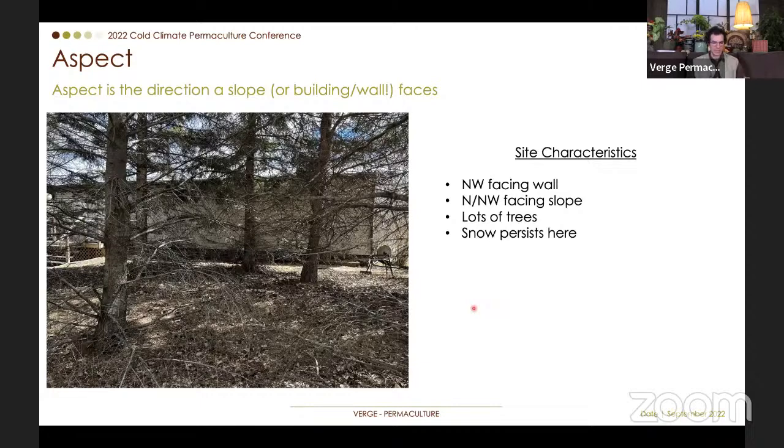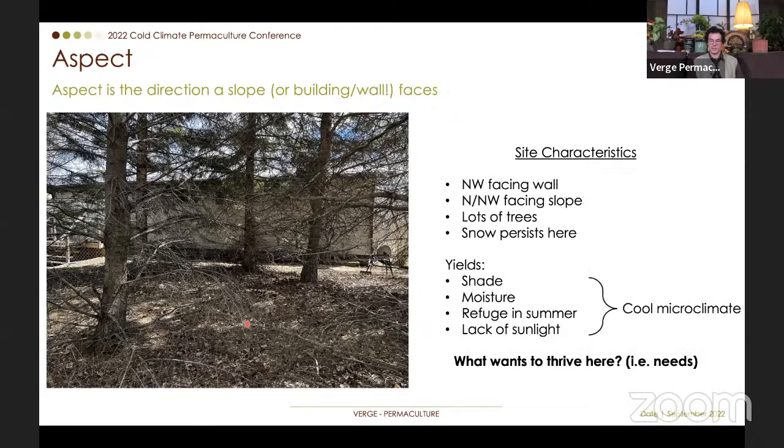So let's take a deeper look at what's actually going on here. We've got a northwest facing wall, and this slope gently slopes down this way. It's north/northwest facing. It's lots of trees, and snow persists here. In the same way as that one slide, the north side of that slope, there was less evaporation. That was very evident here when I was watching the snow melt. And so the yields that I was getting from this area were shade, moisture, refuge in the summer, as you'll see in a little bit, and a lack of sunlight. So all in all, I could judge that as being a very cool microclimate.